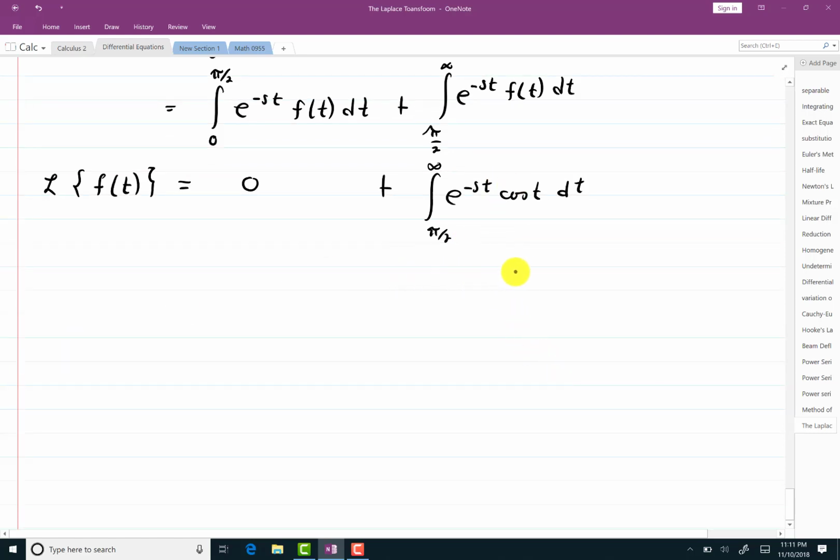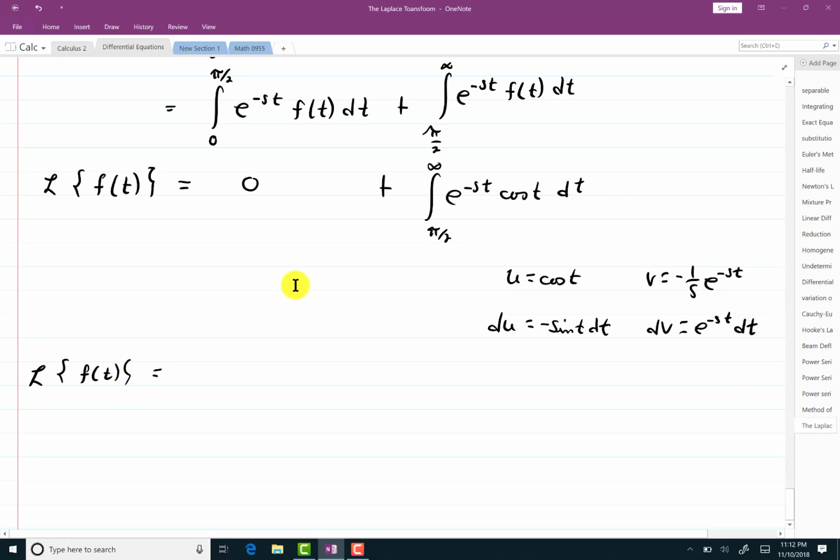And as before, we'll do u equals cosine of t, du will equal negative sine of t dt, dv will equal e to the negative st dt, and v equals negative 1 over s e to the negative st. So my Laplace transform of f of t will equal, so this part right here, I'll have negative 1 over s cosine of t e to the negative st from 0 to infinity. Then when I subtract this diagonal here, these two negatives cancel with the addition of the other negative. I'll have a negative. I'll pull the 1 over s out front.